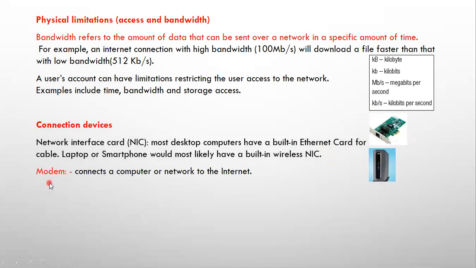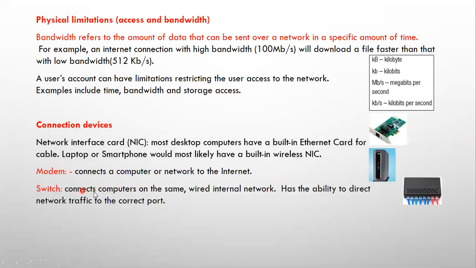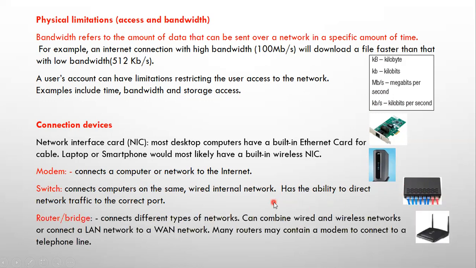Now the devices you have. One is a modem, which connects a computer or a network to the internet. So your modem will connect to the internet. Now a switch connects computers on the same wired internal network. Like in your computer room, we have a switch that connects computers on the same network, and it has the ability to direct network traffic to the correct port. So there's an example of a switch, and these are the cables for each device connected by a switch.